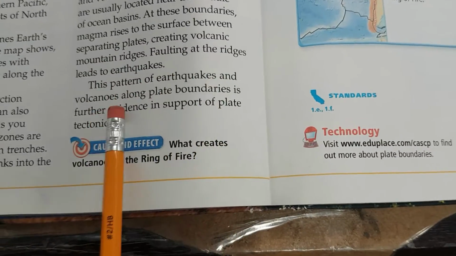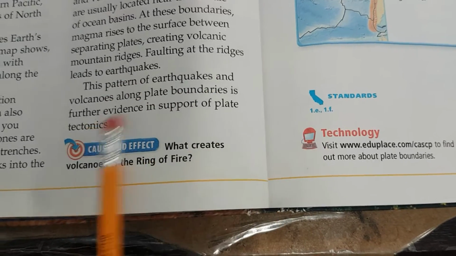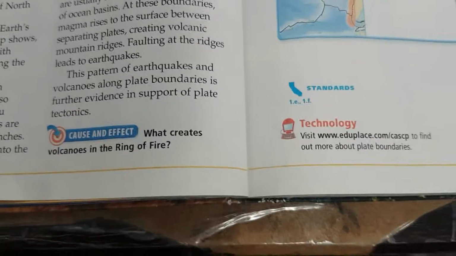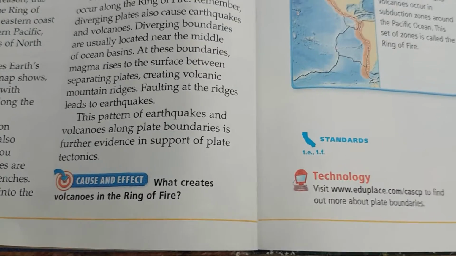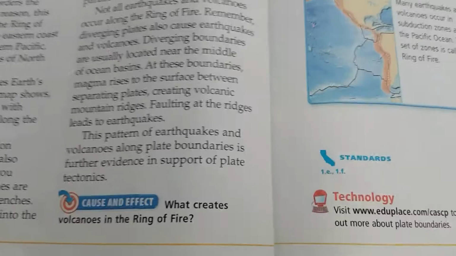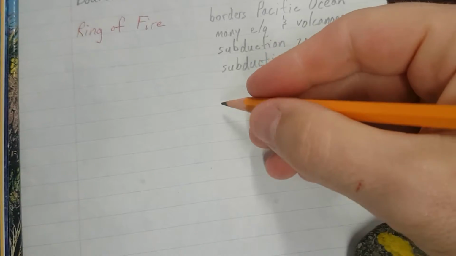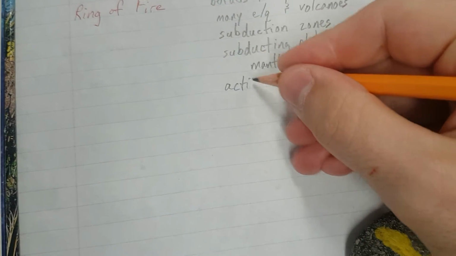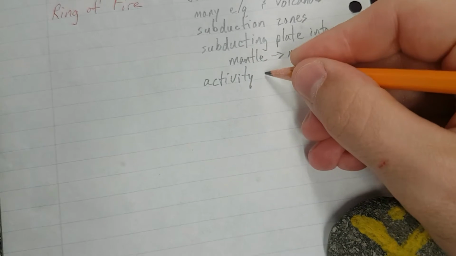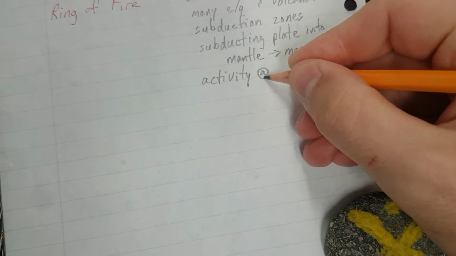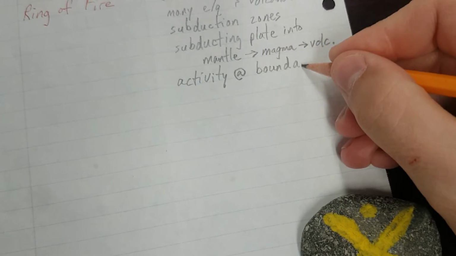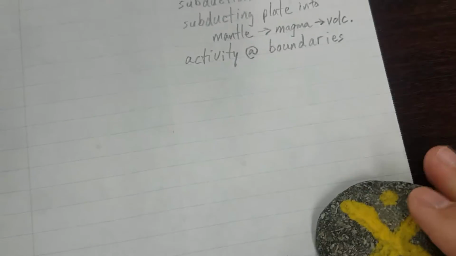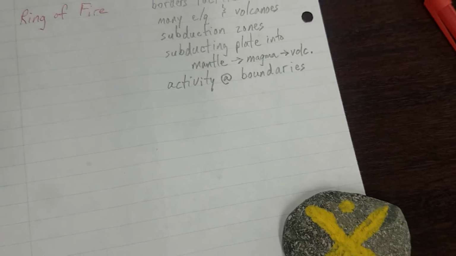This pattern of earthquakes and volcanoes along plate boundaries is further evidence in support of plate tectonics. So the fact that all this activity is happening at the boundaries helps us understand that there really are plates, and the plates really are moving, either spreading apart or crashing into each other. Okay, so activity, A-C-T-I-V-I-T-Y, at, letter A and then circle it, boundaries, B-O-U-N-D-A-R-I-E-S. All that activity is happening at the plate boundaries.